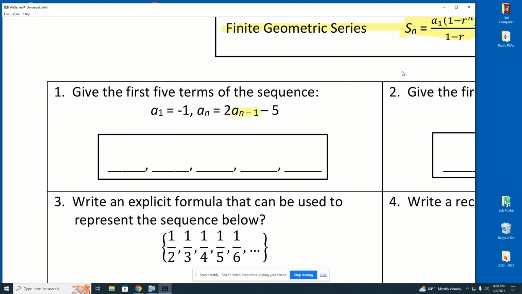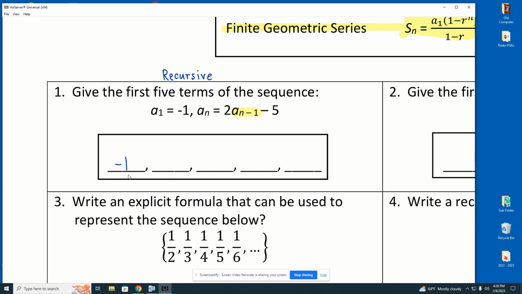A sub n minus 1 is telling me that this problem is a recursive sequence. So remember, to do the first 5 terms, I need the first one, which they tell me is negative 1. And then it's just going to build based on the equation. Remember, a sub n minus 1 indicates your previous term. So what am I doing to the previous term? Well, I'm multiplying it by 2 and subtracting 5. So that's what I'm going to do every time. I'm going to multiply by 2 and subtract 5.